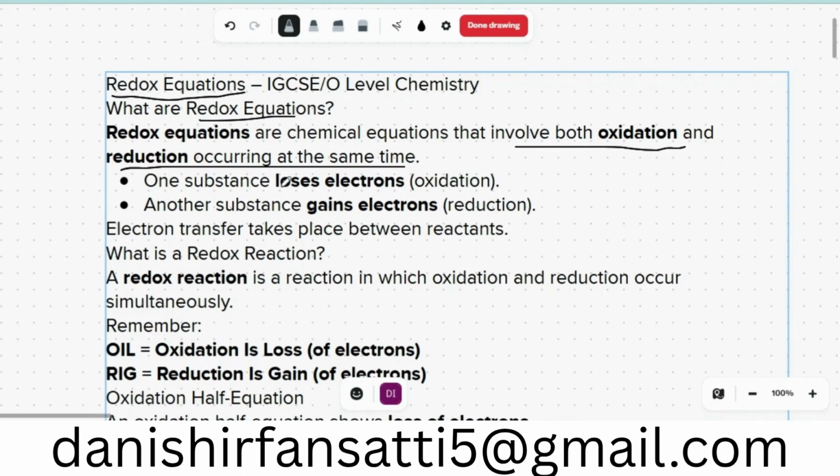One substance will lose electrons, that is called oxidation. Another substance will gain electrons, that is called reduction. Electron transfer takes place between reactants. What is a redox reaction? A redox reaction is one in which oxidation and reduction occur simultaneously.